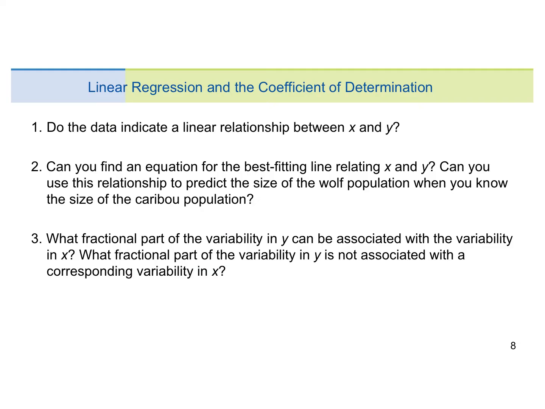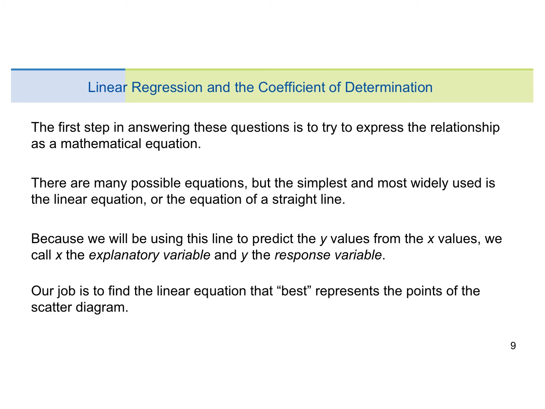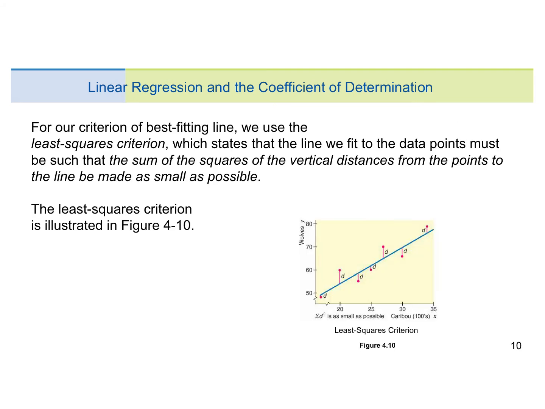And now, does this data indicate a linear relationship? We think it does. We think there's a positive relationship to it. We're going to find an equation of the best fitting line, but we're going to get into a little more detail. The first step in answering these is to express the relationship as a mathematical equation. We have an x explanatory and a y response. There were 5 points. This right here is our least squares criterion.